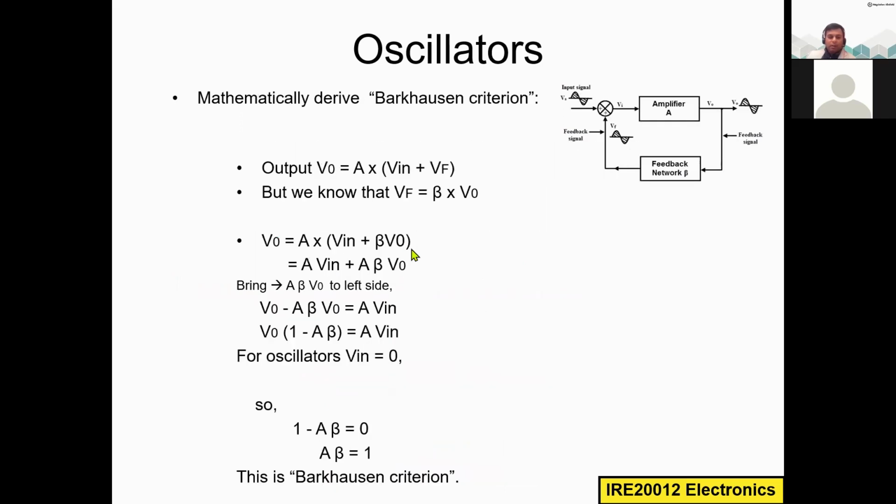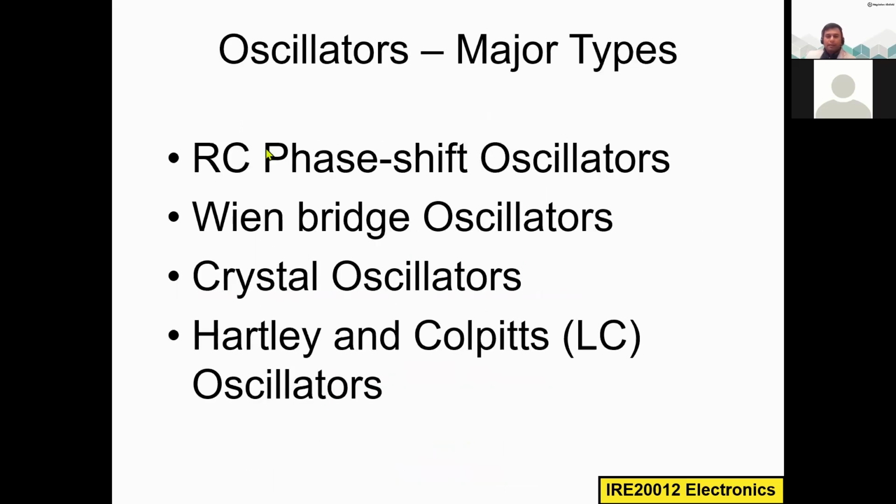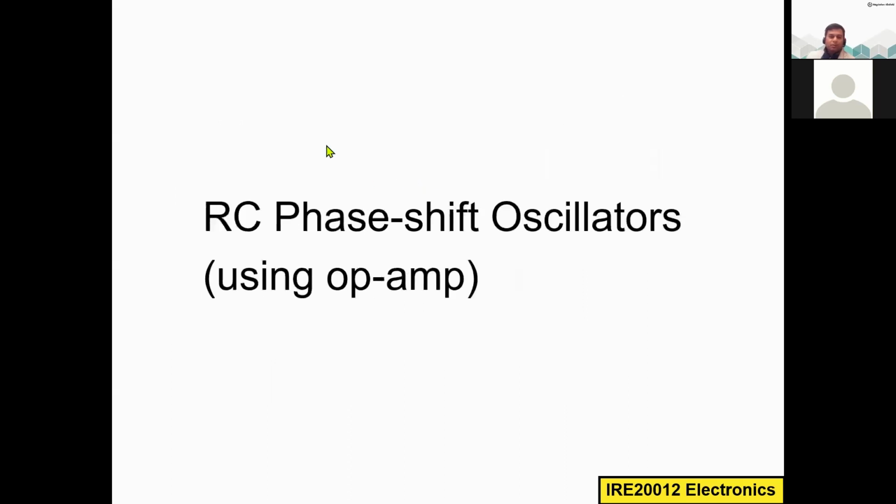Now we will see different types of oscillators: what different oscillators are available and how they work, what the circuit construction of each oscillator is, and what the operation of the circuit is. We will start one by one. First, we will see the RC phase shift oscillator.